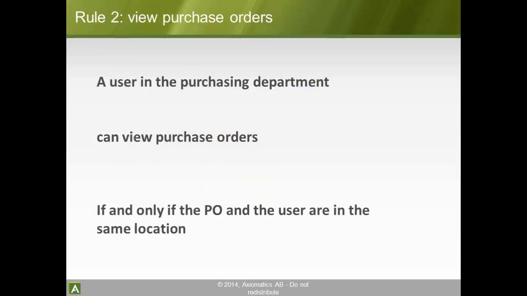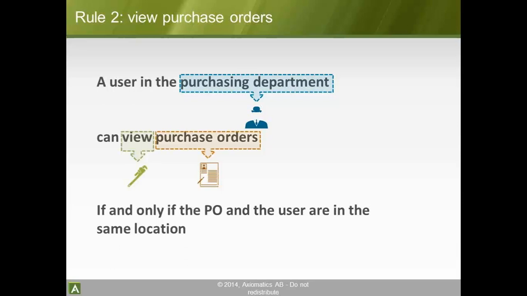The second rule that we're going to be using is: a user in the purchasing department can view purchase orders if and only if the purchase order and the user are in the same location. Here we're expanding the rule and adding a relationship between the user and the purchase order. Let's walk through the rule and highlight the keywords. First of all, again, purchasing department describes the subject, view is the action, purchase orders, again, the resource.